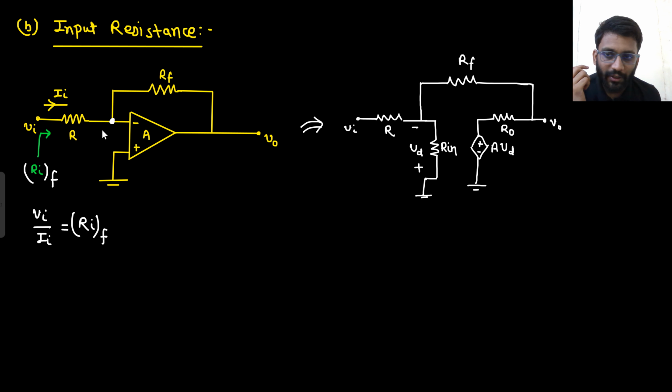Tell me one thing, if the potential of this node is V, what will be the potential of this thing? It will be minus AV. Say yes or no. No doubt about it. If the potential of this node is V, then this node will be minus AV. Can you think of something?